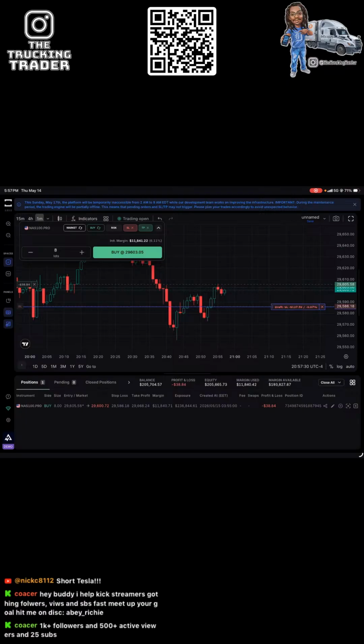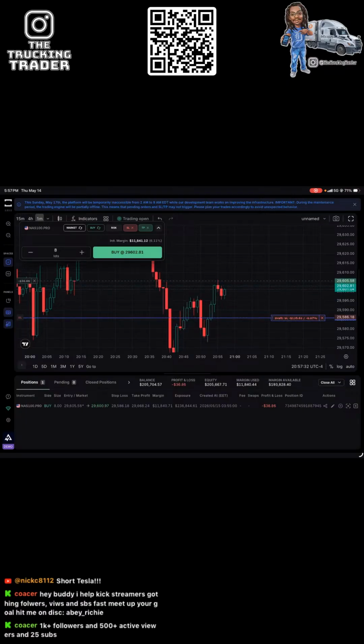So if we can get this green candle to close pretty strong, I might even add to this trade. But I'm going to be real patient for now. I don't like my first entry. It's not that great. And I still do feel like my stop loss may be a little bit too tight.